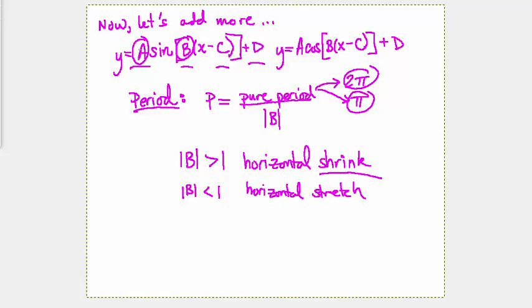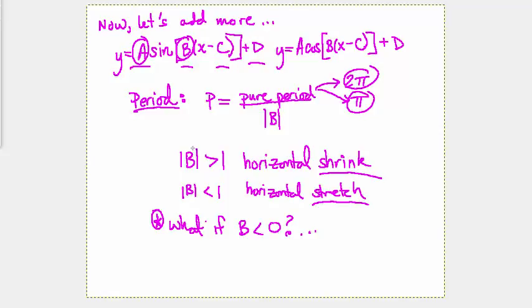Similarly, if A was between 0 and 1, we said it was a vertical shrink, but now if B is less than 1, it's a horizontal stretch. So just a question to think about here for a moment. Think about what if the value for B is negative. Okay, just give that some thought.